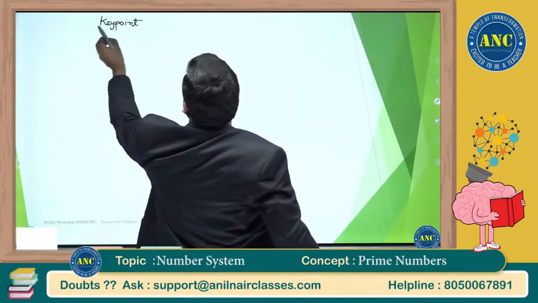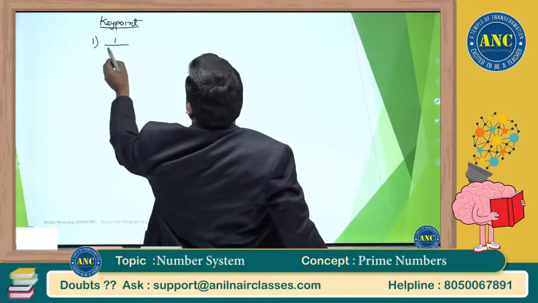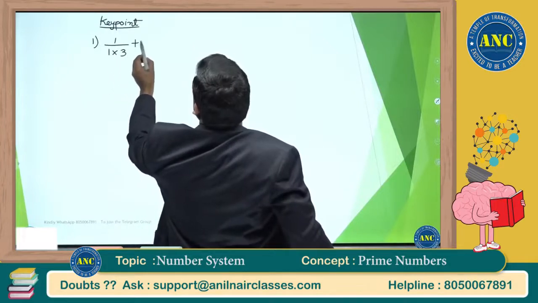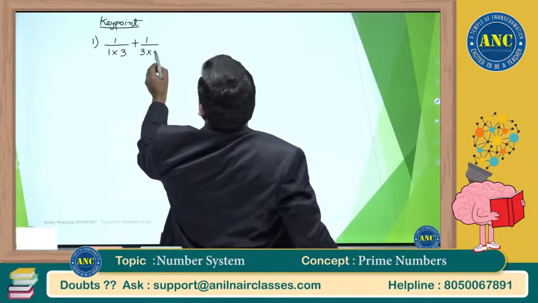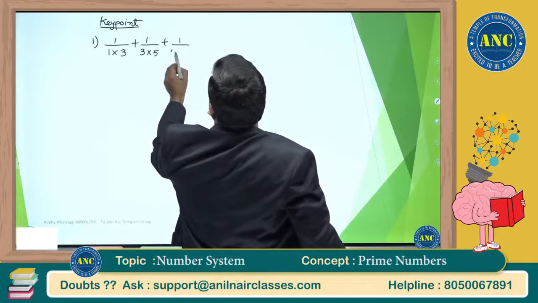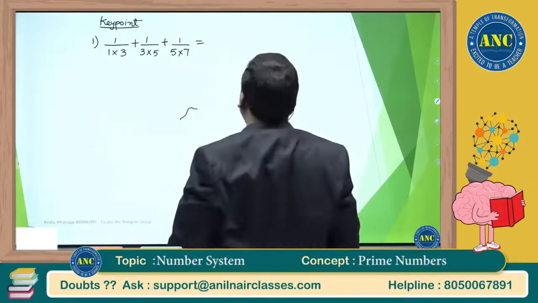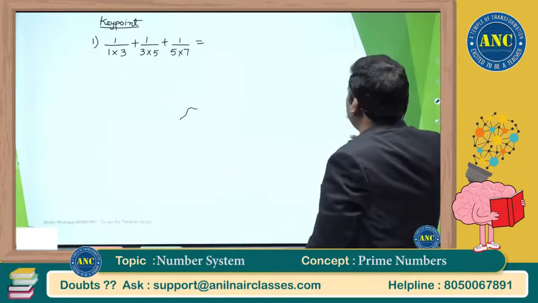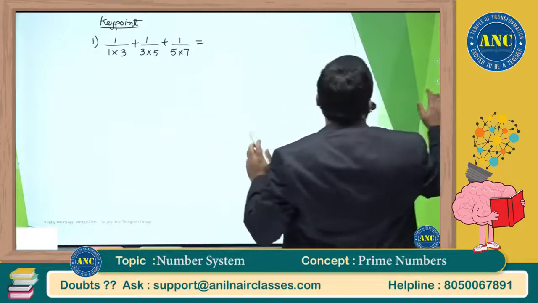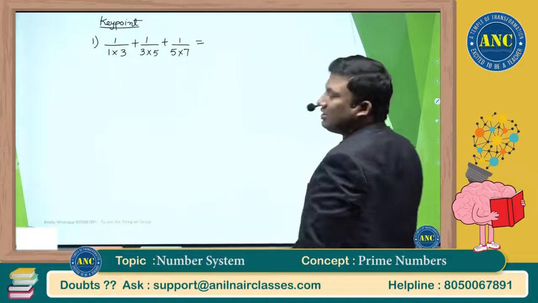I discussed this, but you can still further optimize it. 1 by 1 into 3, 1 by 3 into 5, and 1 by 5 into 7. If the question is like this, what is the approach we discussed in the class?